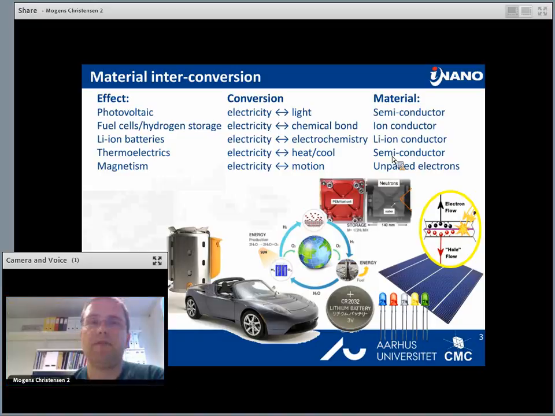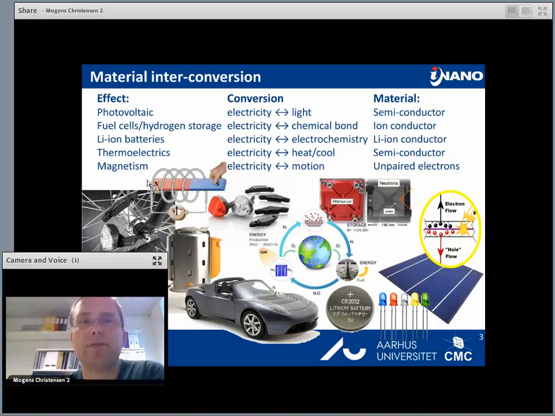And the final example I have here is magnetism. So with magnetism, you can couple electricity and motion. So this is basically what happens in a dynamo at a power station and at other places like a car, where the electric motor is given electricity and then the magnet is actually transforming the electricity into motion. So for magnets, we need unpaired electrons. So this is typically from the rare earth elements or for transition metals.